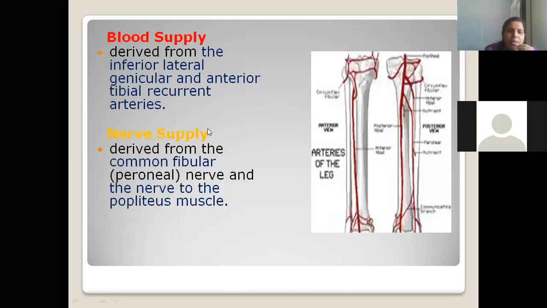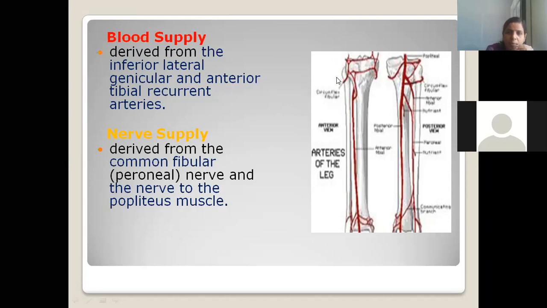Okay, now blood supply. See, whenever you have a heading like blood supply, you are supposed to write the nearby blood vessels. Like here, the anastomosis around the knee joint is very closely related to the superior tibiofibular joint. So that's how you will see the inferior lateral genicular and anterior tibial recurrent arteries. These are the blood vessels which are supplying the superior tibiofibular joint. Okay, so which nerve is seen at the neck of the fibula?